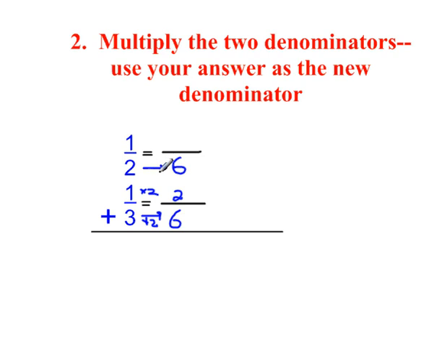Down here, we changed it by multiplying by 3. So to make it fair, we do the same to the top. 1 times 3 is 3. Now I can go ahead and add them. 3/6 plus 2/6 is 5/6. Doesn't reduce. There's my answer.